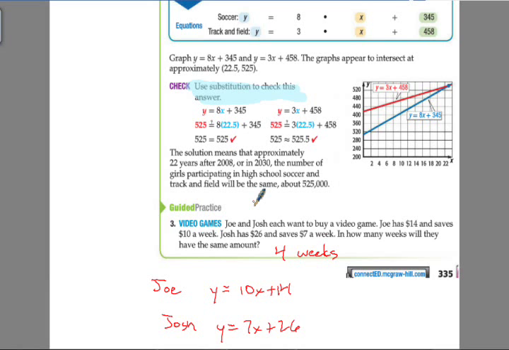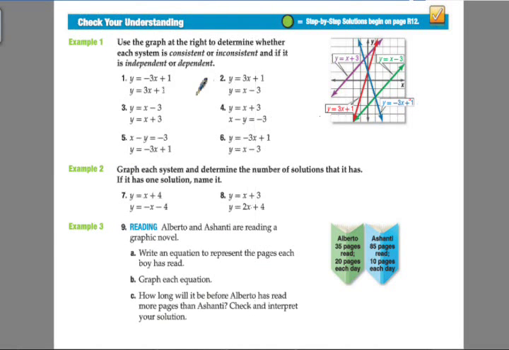Hopefully you do. Once you're done fixing that one, if you needed to, go ahead and take a second. Try these 9 problems. The first 6 are just working on vocab using this picture. 7 and 8 are practice with graphing, and 9 is a word problem. Try those. Come with questions.